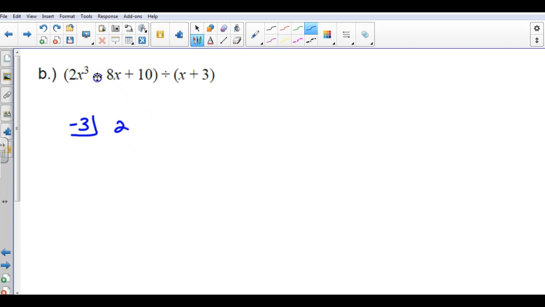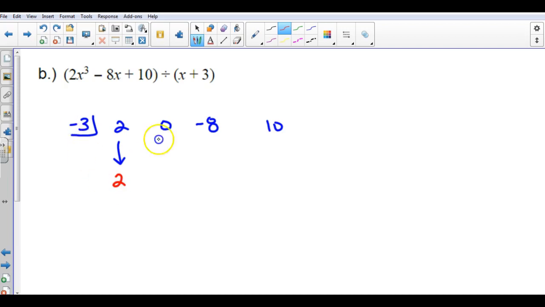Now I have no x squared term, so I'm going to have to put a 0 here as a placeholder, and then it goes to my x term, or x to the 1st, which is the -8. And then I have a +10. So I'm going to bring my 2 down first. That's kind of just the general rule with synthetic division. So the 2 is going to come down here.